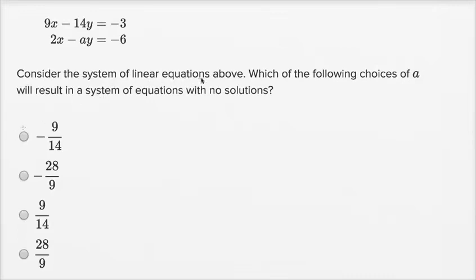Consider the system of linear equations above. Which of the following choices of A will result in a system of equations with no solutions?